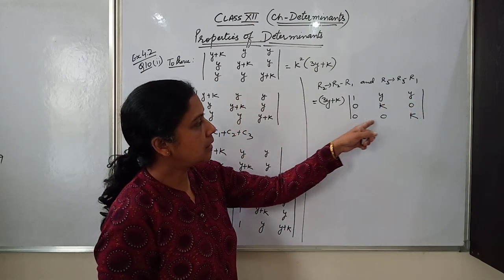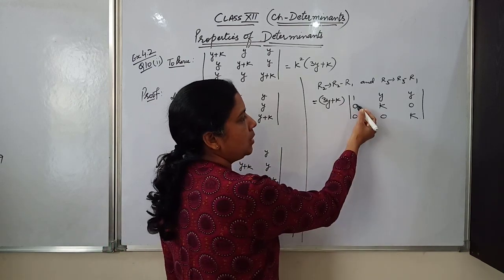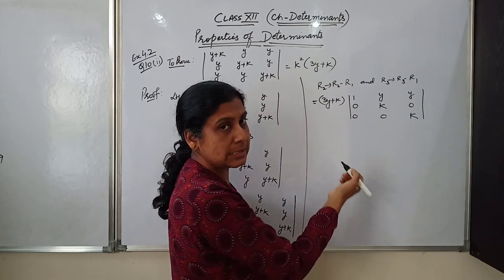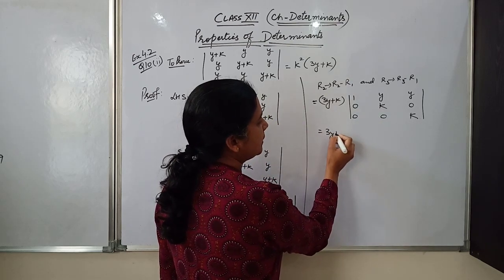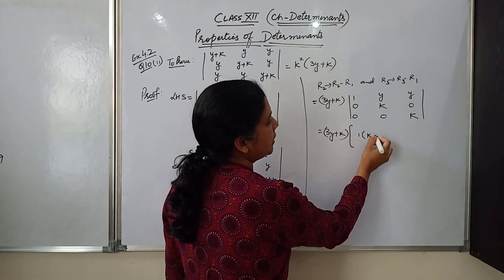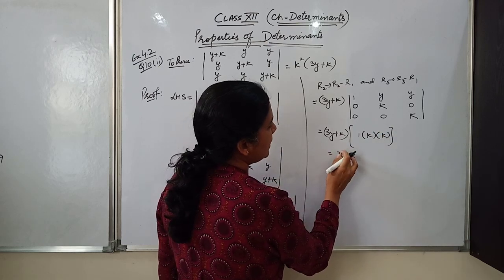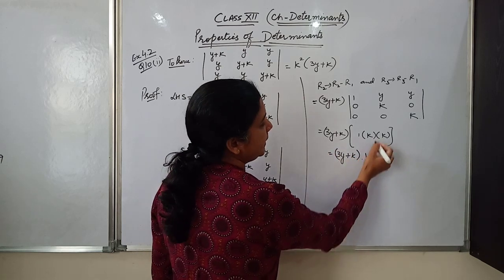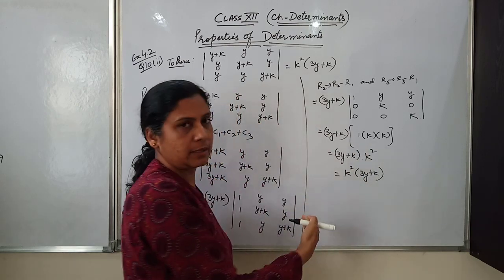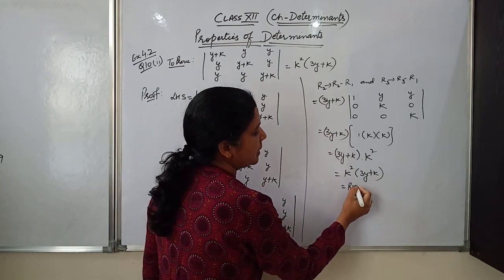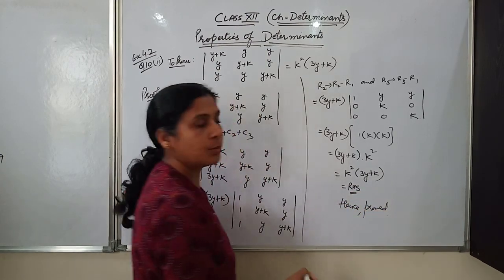Again I am having a lower triangle of zeros. In such a case, as I have told earlier also, when you have a lower triangle consisting of all zeros, that is all the elements below the diagonal are 0, you will get the value of the determinant as the product of the diagonal elements only. That is 3y plus k into k, that is k square. K square is a constant, so it should be written in front, k square into 3y plus k, and this gives us RHS. The question is proved.